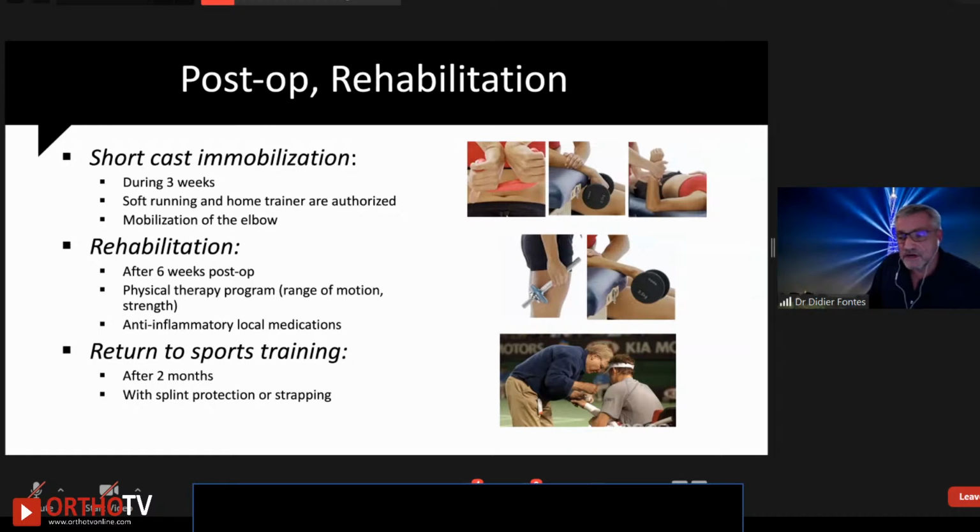And then it's very simple to have a good rehabilitation 2 or 3 weeks after the surgery and return to sports, generally at 3 months, like the previous procedures.